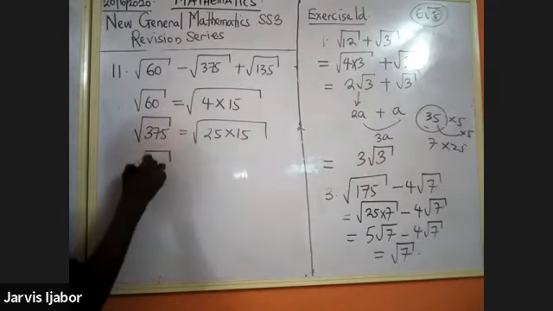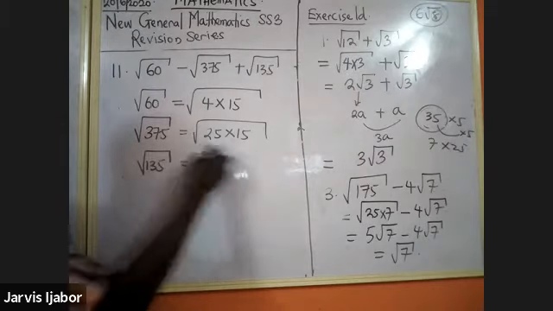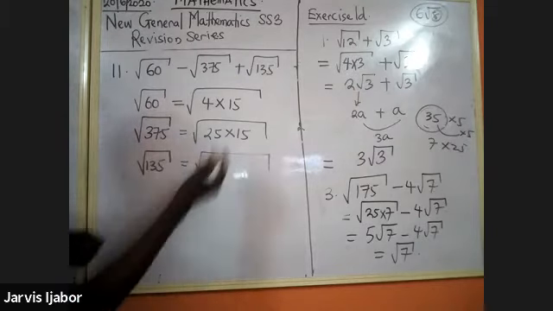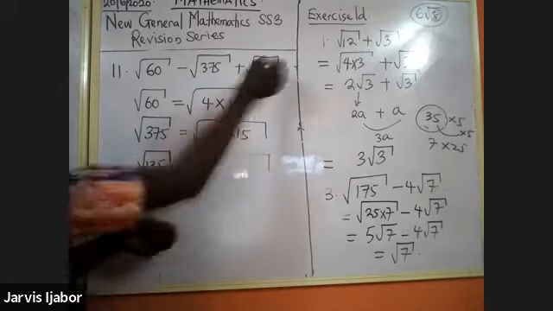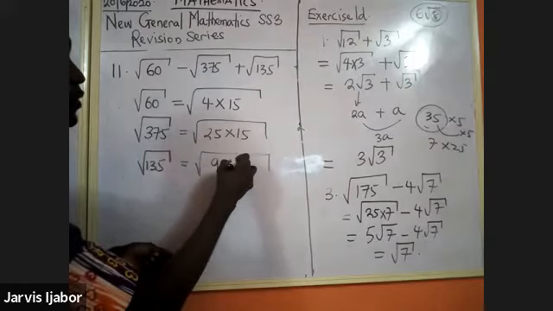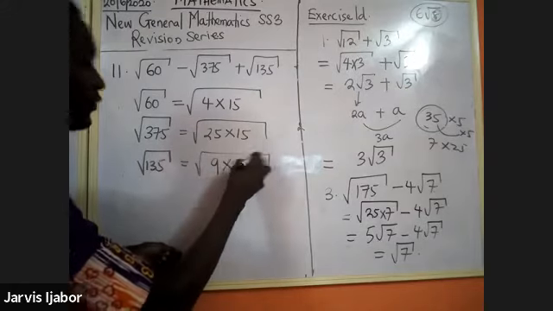Right, then the next one. You confirm for me 135. I can see 5, I can see 15, I can see 9. So that would be 9 times 15.